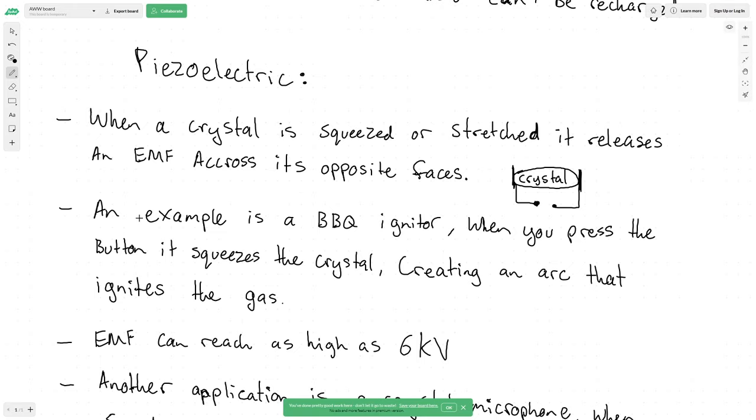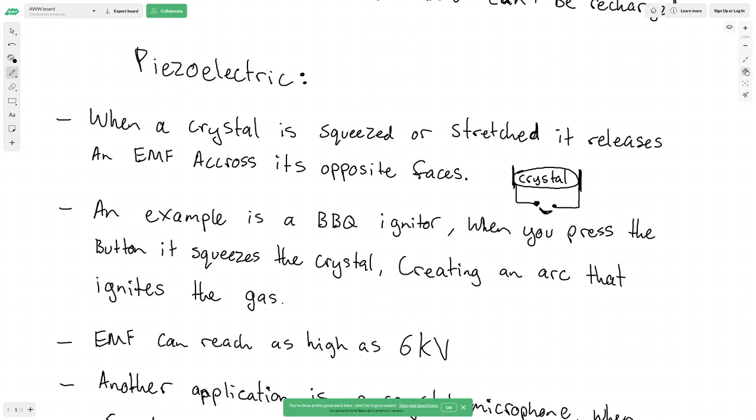And this example here, I think it's the same one in your book, but this is a really good example of a barbecue igniter. So when you press the button to ignite it, you can imagine you're pressing on something mechanically that is squeezing on this crystal. So when it's squeezed together, an EMF is generated, and it creates an arc between this part here. Okay, that looks like a little smiley face now, but that's not. It's an arc. So from that point to this point, there's a little arc of electricity. And then once that happens, obviously in your barbecue you have gas, and that gas ignites. So that's how a barbecue igniter works.